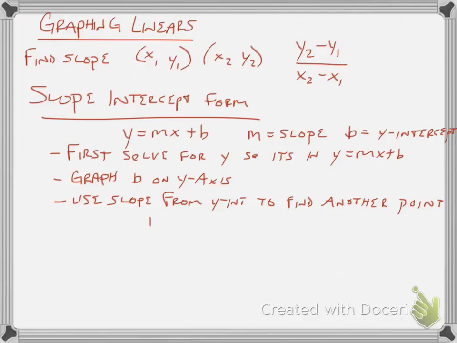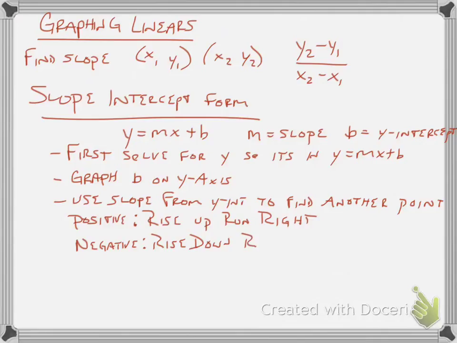When you're using the slope, rise up and run to the right if it's positive. If it's negative, rise down and run to the right. A positive slope should be rising from left to right. A negative slope should be falling from left to right. However you want to put that on there, it's something you can double check every time.